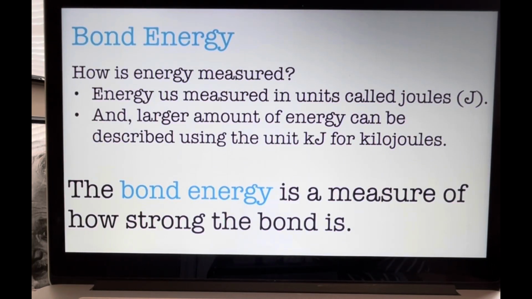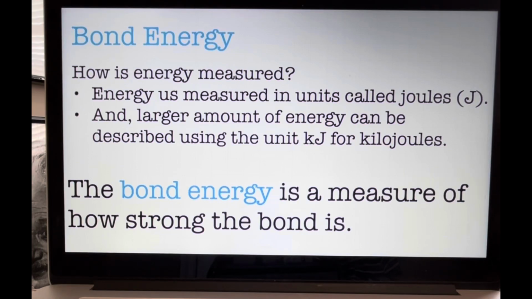Bond energy. Now let's talk a bit about how energy is measured. Energy is measured in units called joules, J, named after James Joule, a 19th century English physicist. Larger amounts of energy can be described using the unit kilojoule or kJ for kilojoules. You will learn more about joules and energy in a later physics module. For now, it's important to remember that energy is measured in joules.